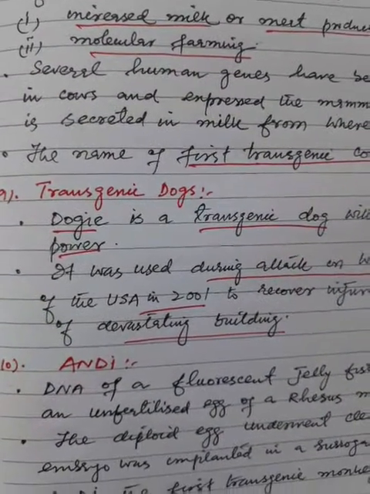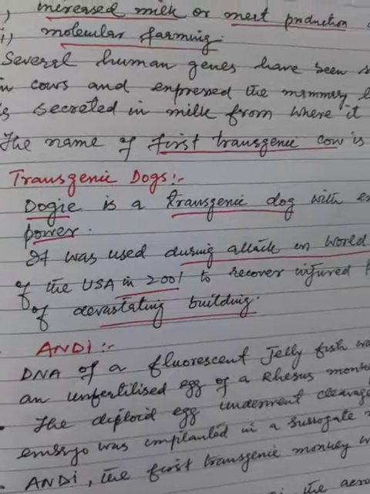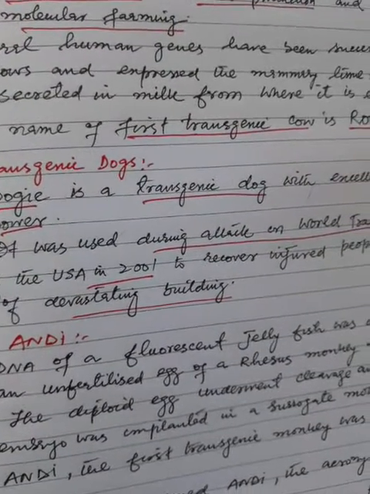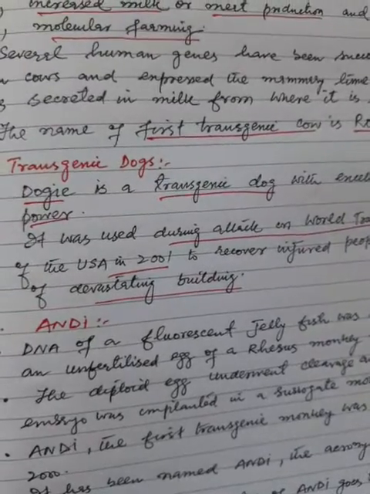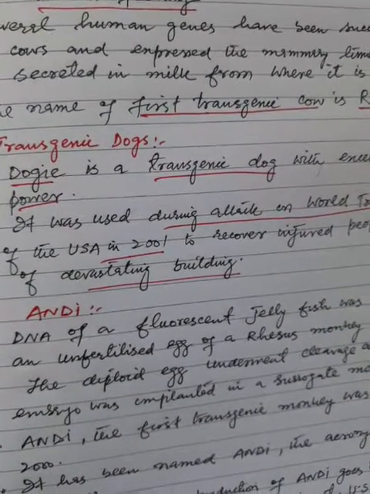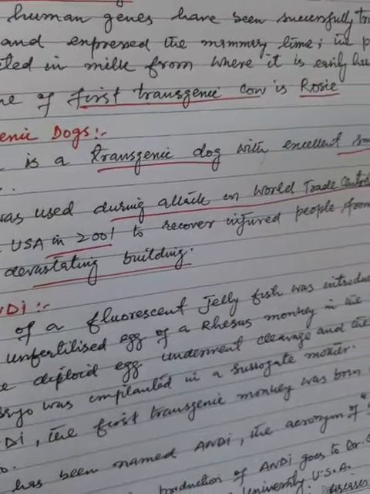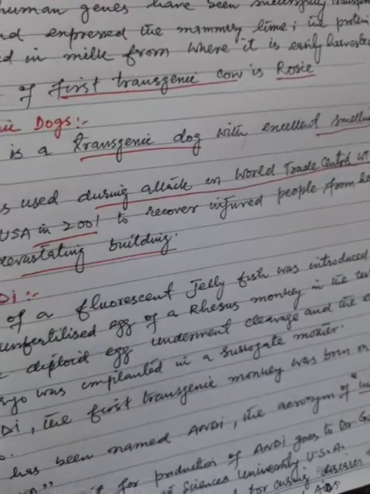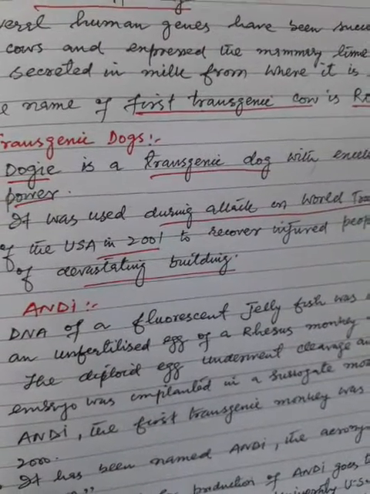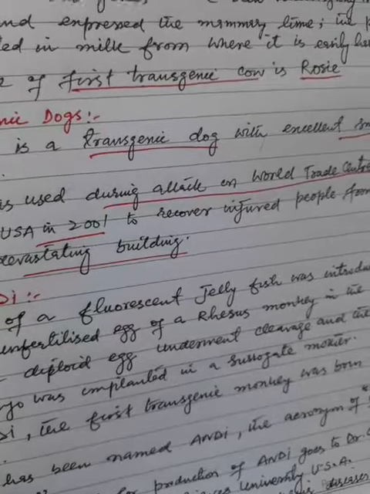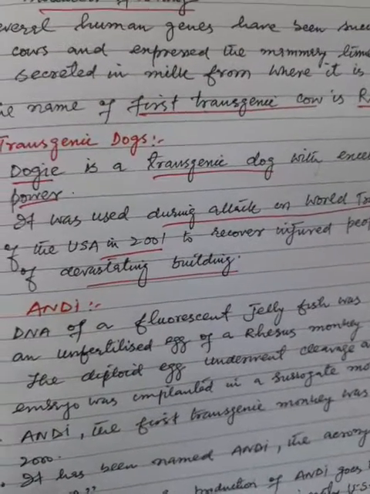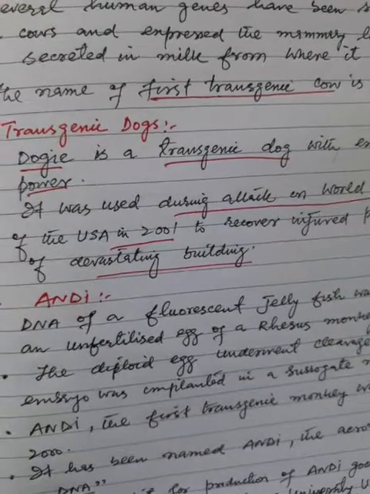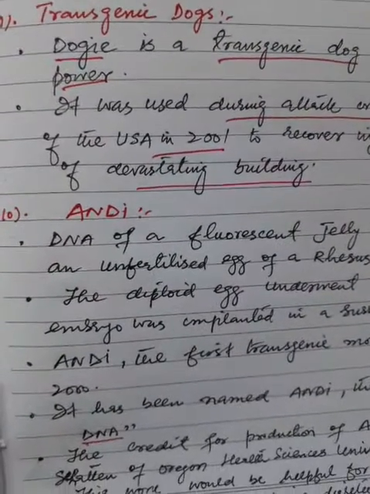Now, transgenic dogs. Doggy is a transgenic dog with excellent smelling power. It was used during the attack on the World Trade Center, WTC, of the USA in 2001 to recover injured people from heaps of devastated buildings.